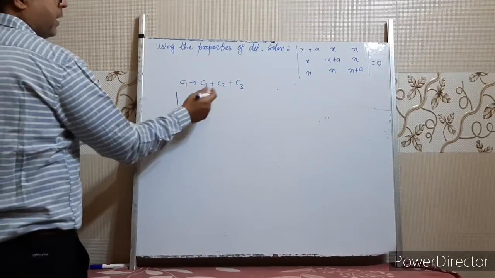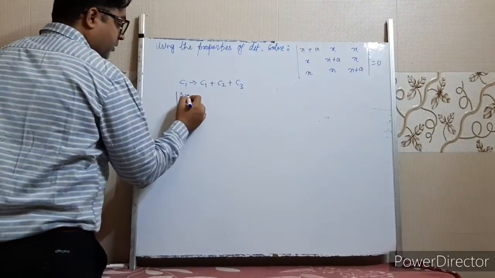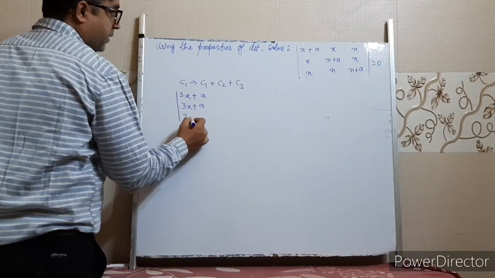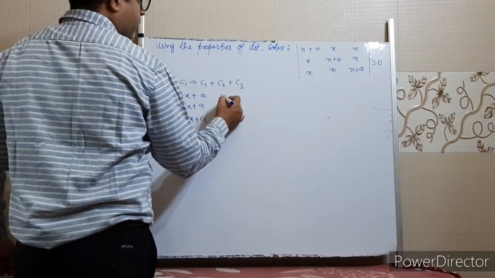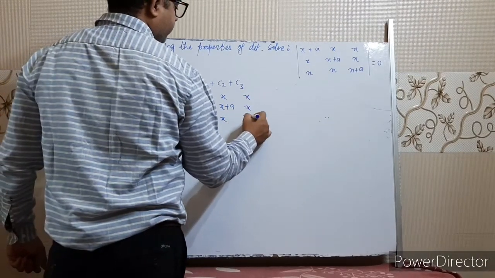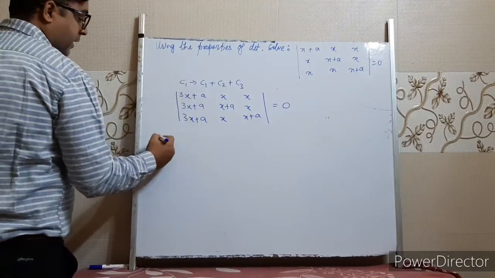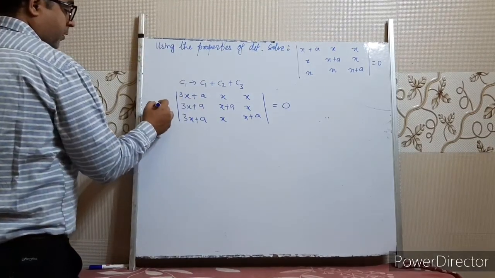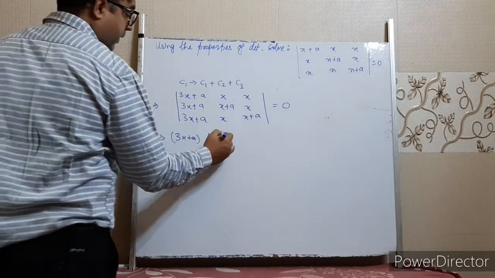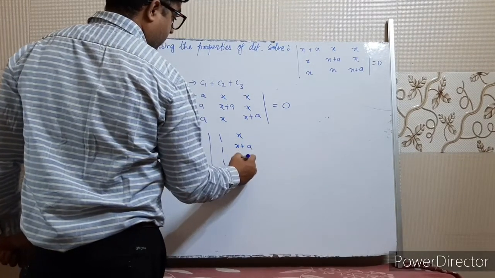So when you do that, what will we get? This term, this term and this term. When you add all the three terms, what will we get? 3x plus a. Here again we'll get 3x plus a. Here again we'll get 3x plus a. And these two columns will remain the same. Right. So you can see that we can take common 3x plus a. What we'll get here? 1, 1 and 1, x plus a, x.